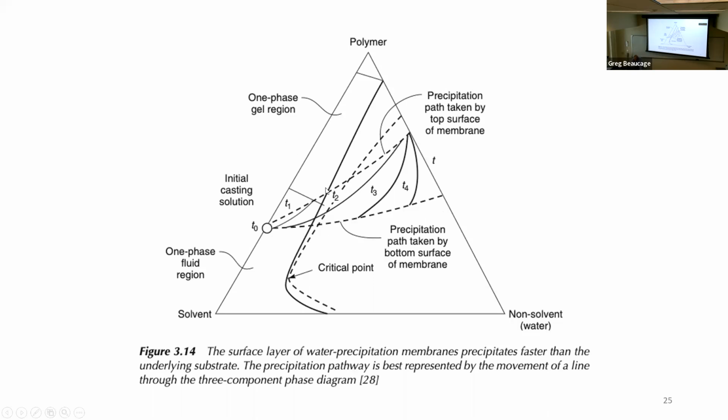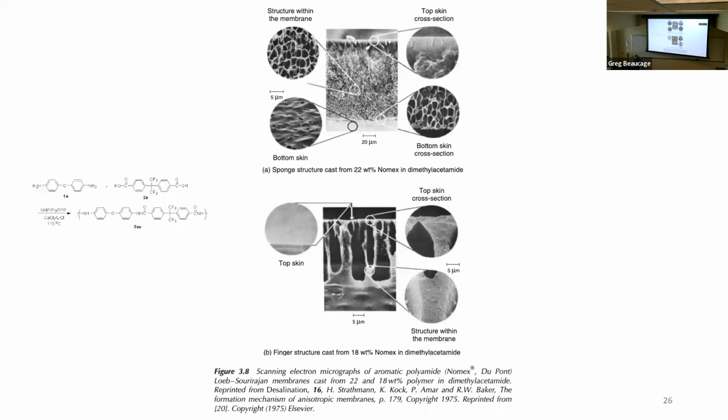So you can map out. Bottom line is that these ternary diagrams are the main thing that people are doing for NIPS, the non-solvent induced phase separation membranes. This is just some of the things you can make with it.